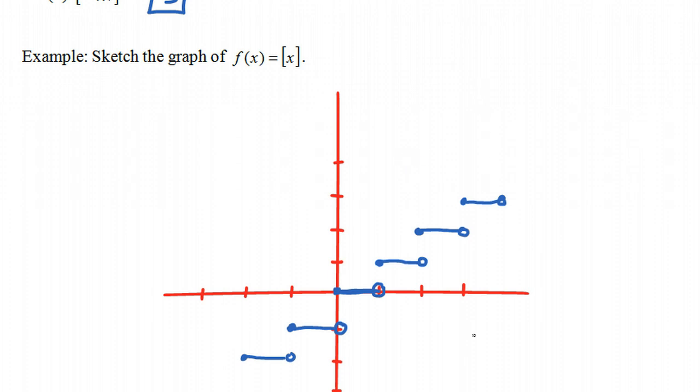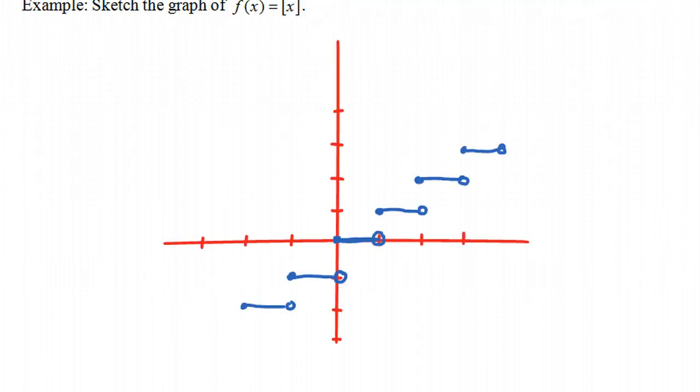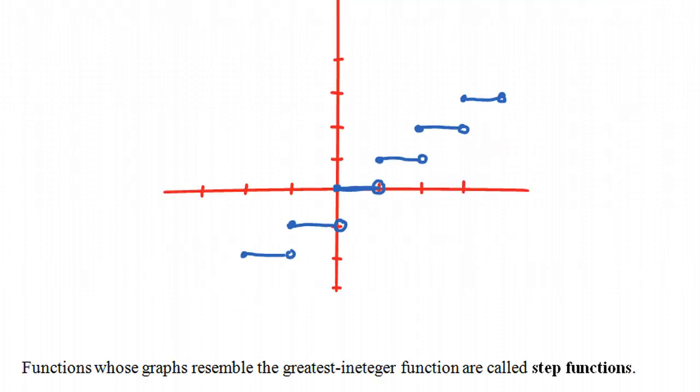Notice that it passes the vertical line test. Any vertical line you draw is only going to intersect the graph at most one time. Even a vertical line right here at, for example, 2 would cross the graph here, but it would not cross the graph here. Now notice these look like steps, and in fact functions whose graphs resemble this greatest integer function are called step functions.